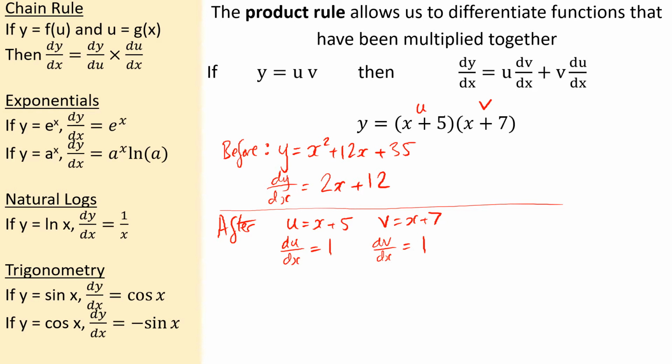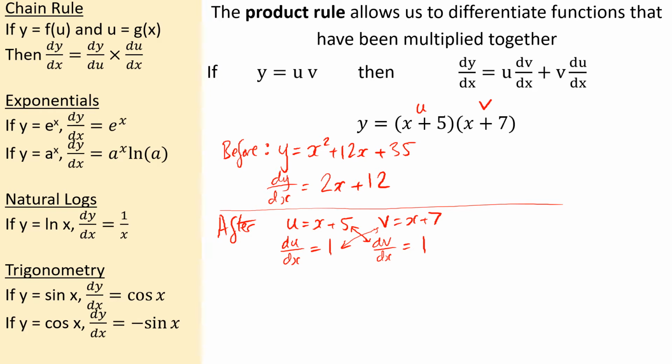And then we're going to multiply them by each other. Now, it doesn't really matter the order you do this. The point is that you need to multiply one term by the differential of the other and do that twice. So we're going to multiply u by dv dx and v by du dx. Let's stick to the order we've got in our formula though.